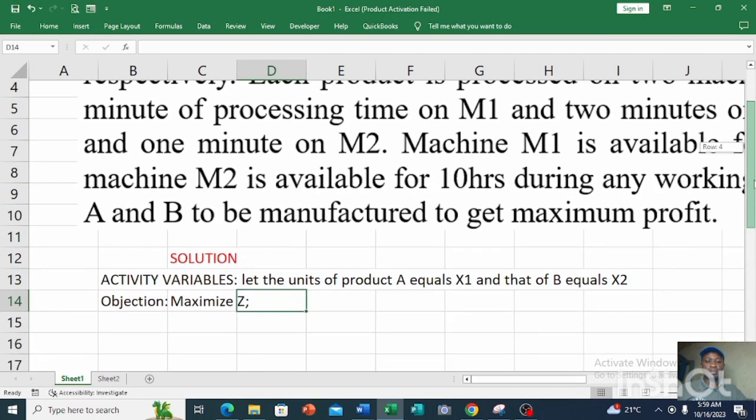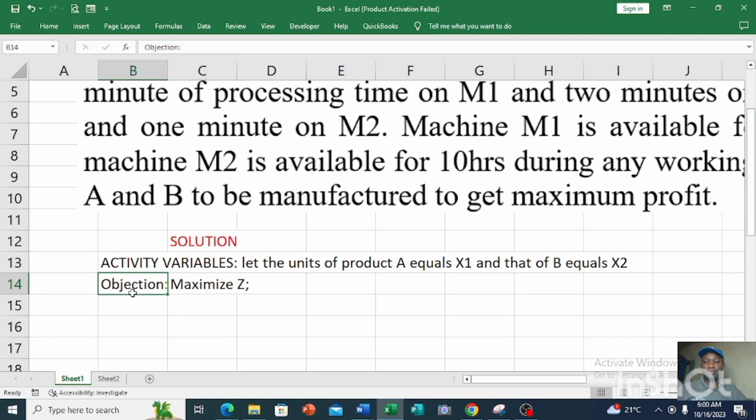They say the profits per unit are 3 francs and 4 francs. So our objective function will be to maximize Z. We have the units, which are 3 francs and 4 francs respectively, meaning for A we have 3 francs, which will be 3x1, plus 4x2. So this is our objective function.